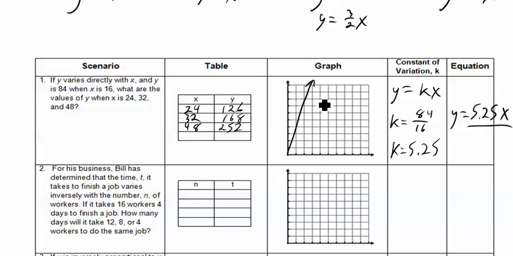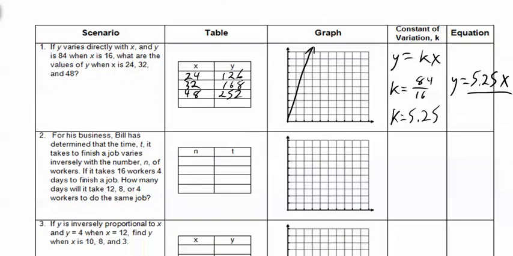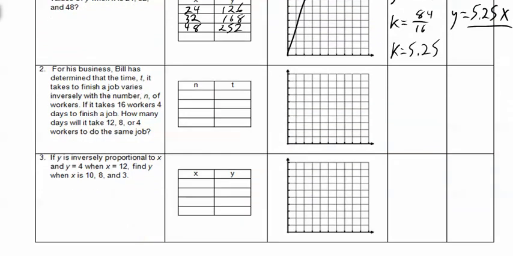Okay, so we're going to try the next one. Don't be afraid, by the way, to pause and try to see if you can do it on your own, but if you can't, that's okay. For his business, Bill has determined that the time t it takes to finish the job varies inversely with the number n of workers. Alright, so we know enough to write our equation, so it varies inversely.